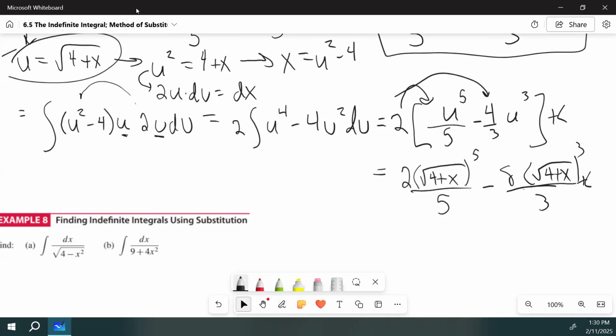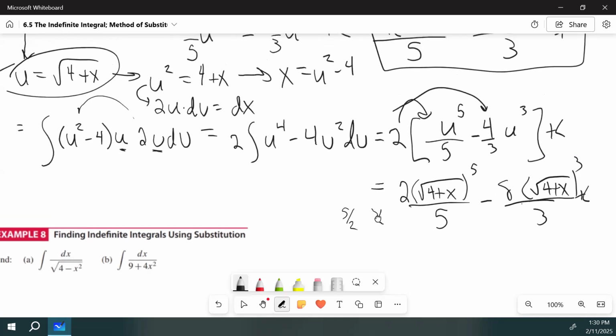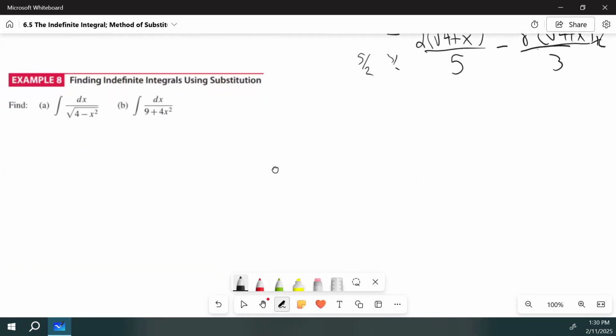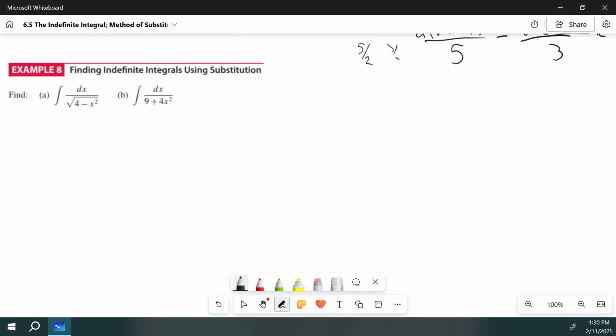Okay, and then since you have square root to the fifth power, that exponent, if you rewrote it as 1/2, would give you 5/2, and over here would give you 3/2. And then you'd be back to what we had right here. All right. So let's look at another one here.